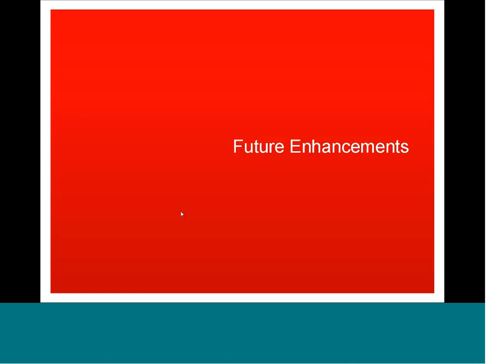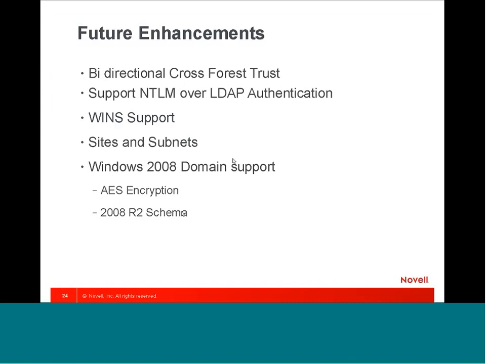So the feature enhancements to DSFW, I talked a little bit about some of them. One of them is a big one here, the bidirectional cross-forest trust. Right now, the trust is really just one way: AD will trust the DSFW, but DSFW doesn't completely trust AD. And a lot of what it comes down to is the mapping of rights. There's a little bit of a way to get around it, but it's not really a full, complete method.